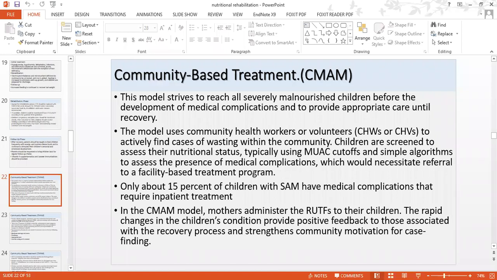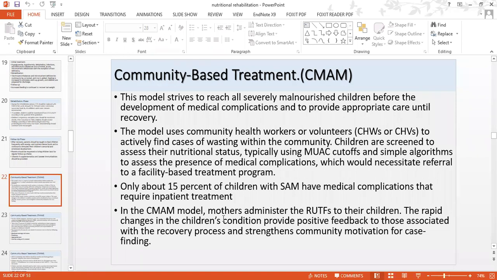Children are screened to assess their nutritional status, typically using a mid-upper arm circumference cutoff value and a simple algorithm to assess the presence of medical complications, which would necessitate referral to a facility-based treatment program. In this program, only about 15% of children with severe acute malnutrition have medical complications that require inpatient treatment.